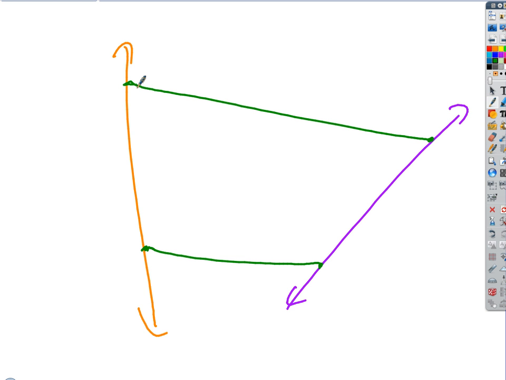Okay, it's not an accident that lines require 2 parameters.